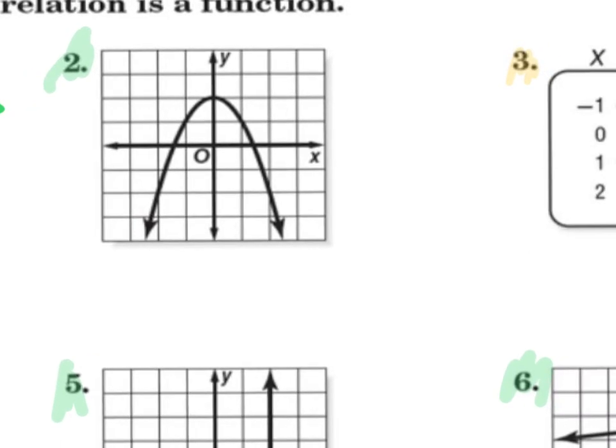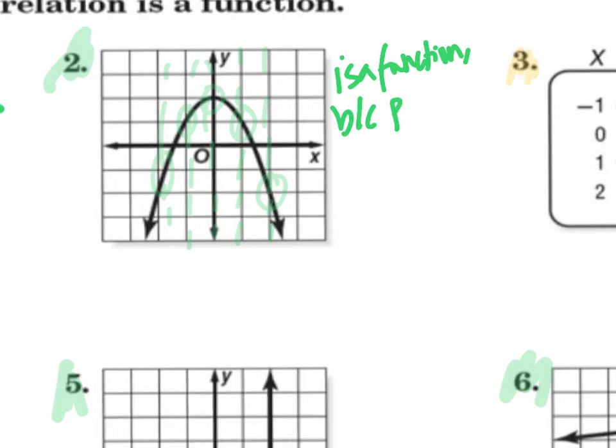This is also green. Once again, I'm going to draw random vertical lines. It doesn't matter where you draw that vertical line, as long as it's hitting the graph so that it can actually tell you something. It never hits a point more than once. So it is a function because it passes the vertical line test.